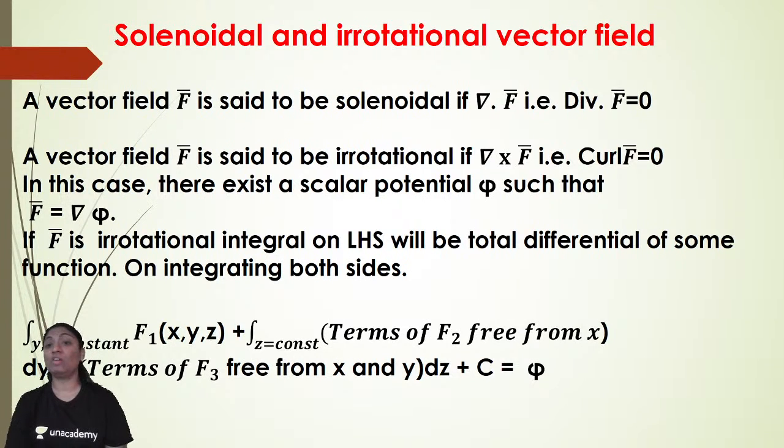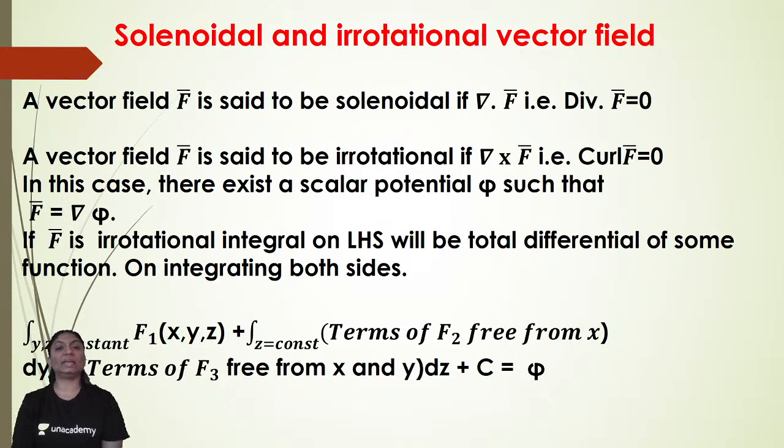We studied yesterday what we mean by divergence of F bar, that is del dot F bar. The vector field F bar is solenoidal if divergence of F bar is equal to 0. Second, a vector field F bar is said to be irrotational if del cross F bar, that is curl of F bar, is equal to 0.